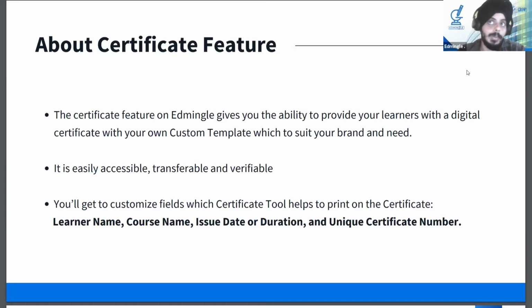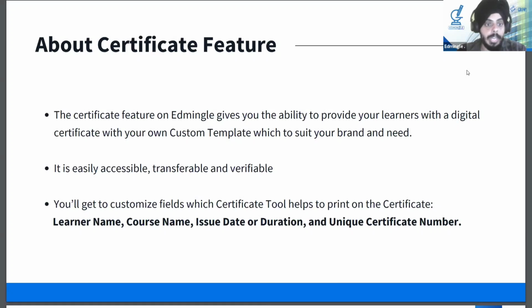Accessible means, once you issue it to your students, they will be able to access it by logging into their account. Transferable, they will be able to share it with anyone they want to share it with. Verifiable, like we have a feature of verifying the certificate, which I'll explain to you later in this session.